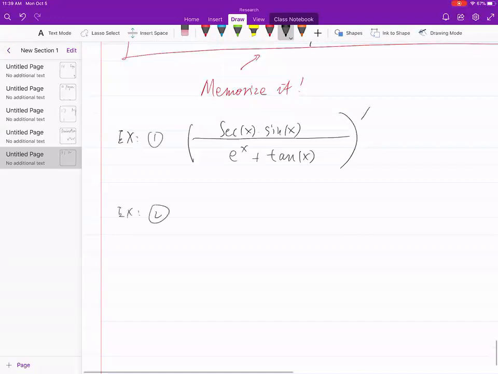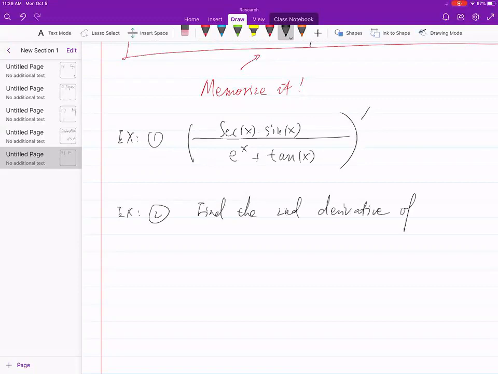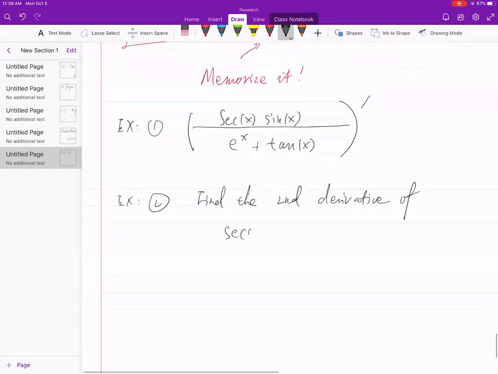The second exercise is to try to find the second derivative of secant x. With all the formulas we derived, plus the quotient rule, product rule, and power rule we did before, you should be able to handle this. So let's spend the rest of the class just doing these 2 examples.